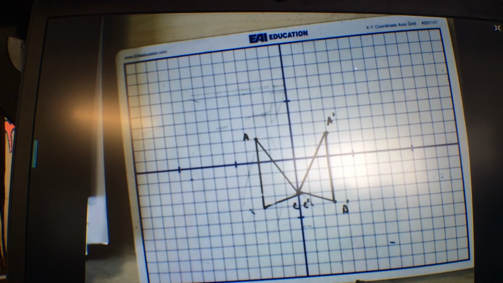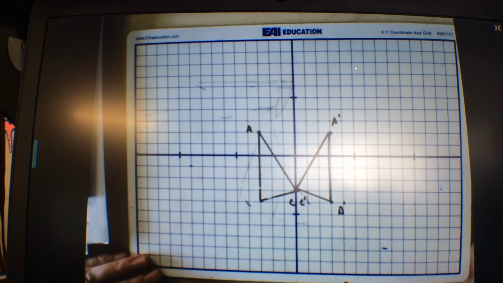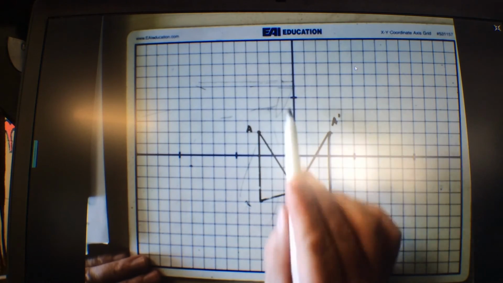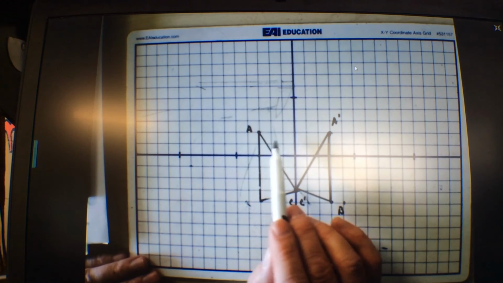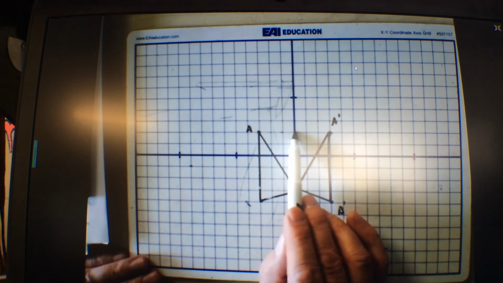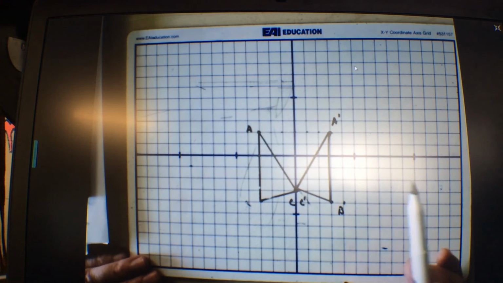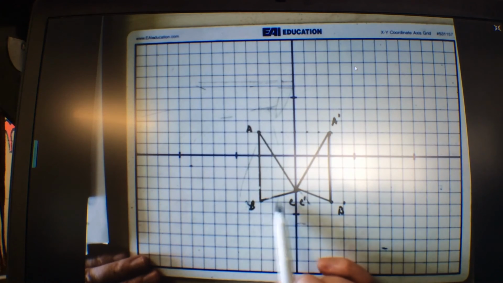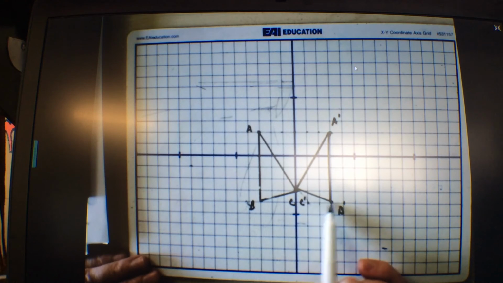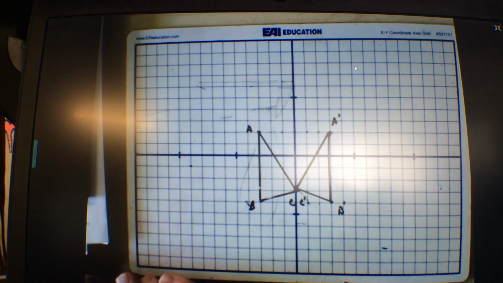Okay, one thing I want to show you is an easier way. Notice that A, since I'm going across the y-axis, I just count to the y-axis and then count away. Go 2 and then away. 1, 2, 3, 1, 2, 3, right? B is the same thing. Here's B right here. I go 1, 2, 3, 1, 2, 3, and then C is right on. So that's an easier way to reflect across the y-axis.